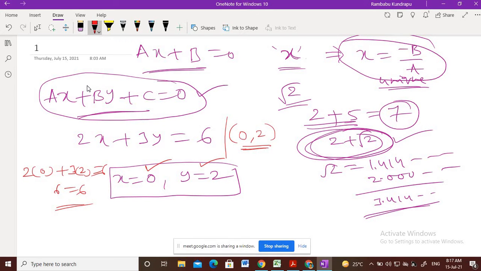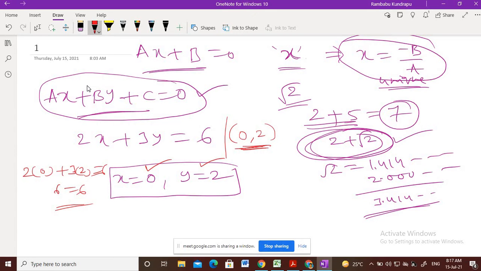Sir, but y could be in minus, no? Just wait, let me explain here. This is one solution. 0 comma 2 is a solution.